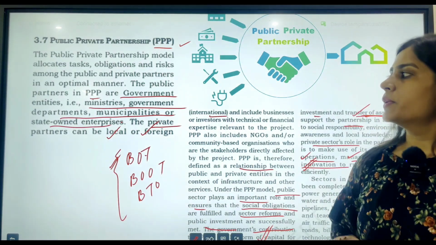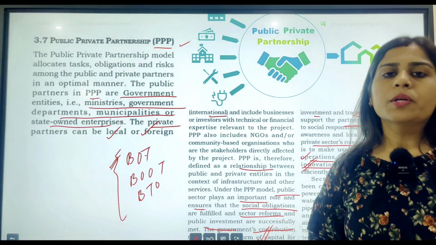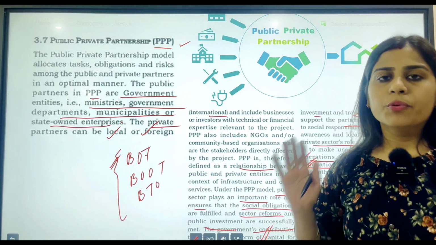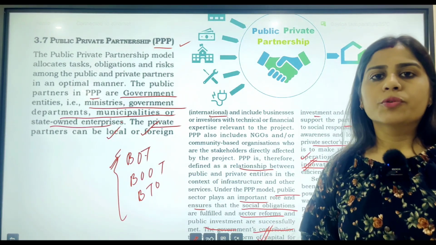So I hope the chapter is entirely clear to you. Just remember these acronyms and a few important topics from the chapter on which you need to concentrate.